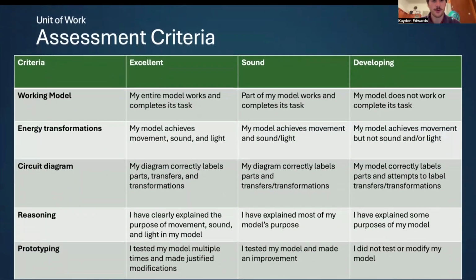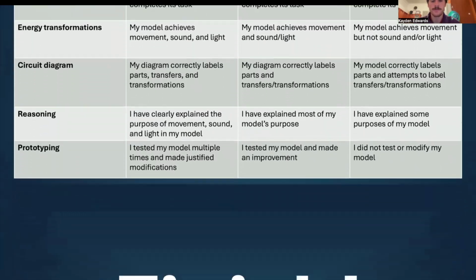As we go a little bit deeper, we have my assessment criteria. This is sourced from excellent, sound, to developing rather. And the criteria focuses on working model, energy transformation, circuit diagram, reasoning, and prototype.